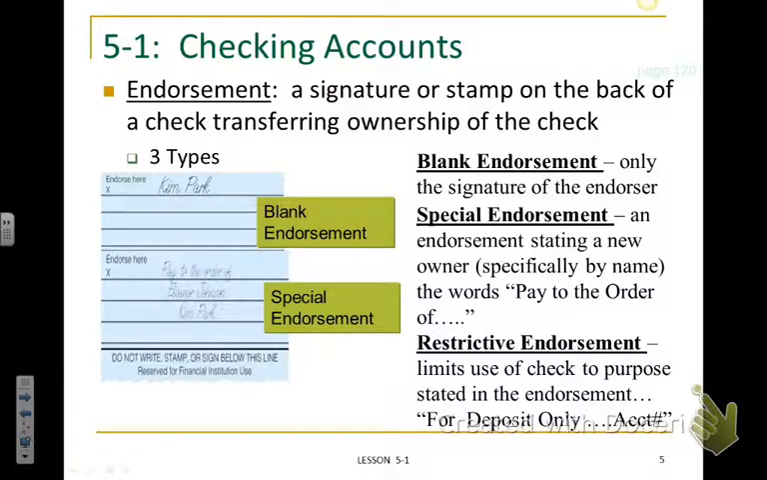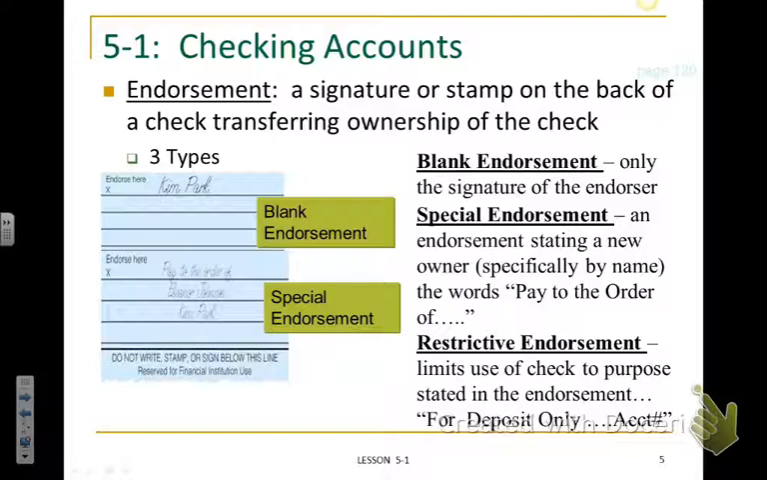The second type of endorsement is called a special endorsement. This particular type of endorsement states the name of the new owner of a check. This is when we're basically transferring a check from one party to another party. So on the front of the check, it might have been issued to Kim Park, but on the back of the check, it was transferred from Kim Park to Eleanor Johnson.